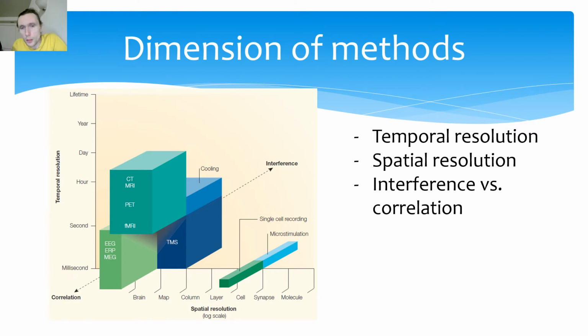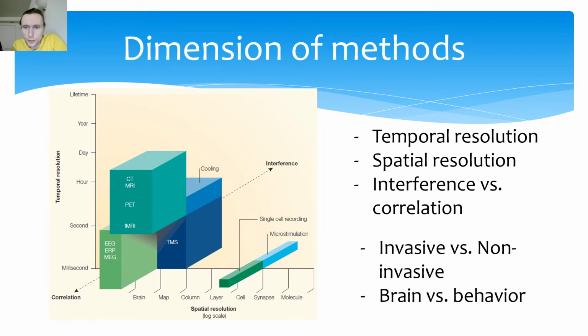Now, there are some other dimensions that are not shown in this figure that I quickly just want to mention. There is the invasive versus non-invasive dimension. Invasive means that you actually hurt the brain or damage the brain. And that's typically not done in humans. It's not something we would do. So most methods in humans are non-invasive methods, which means that you do not damage the brain. So we don't need to really talk about that particular dimension today.